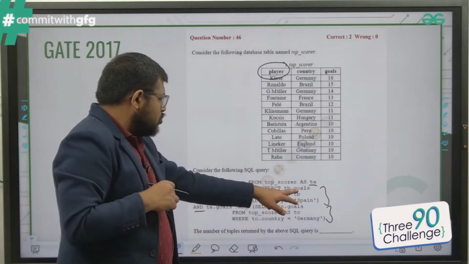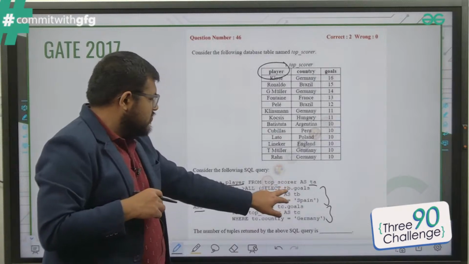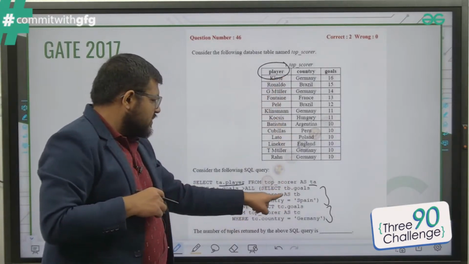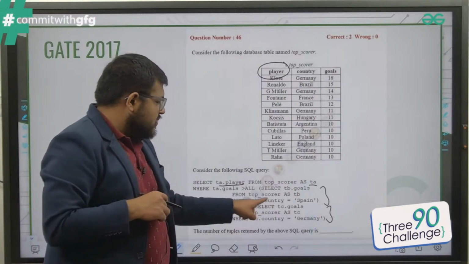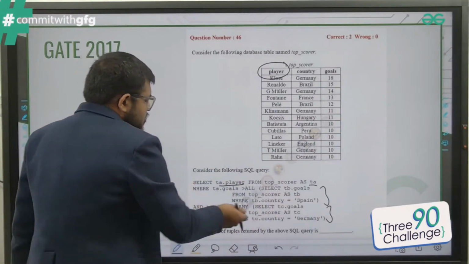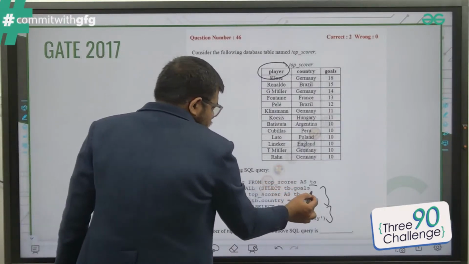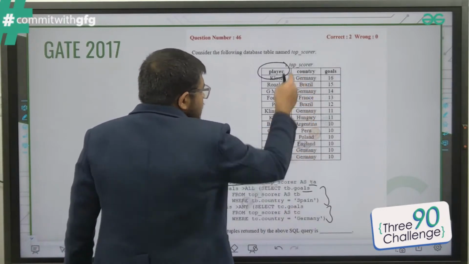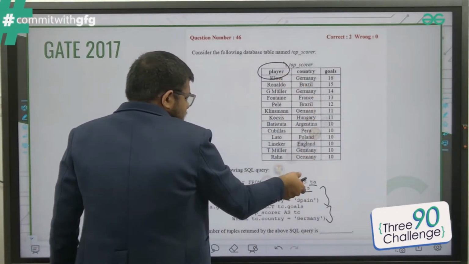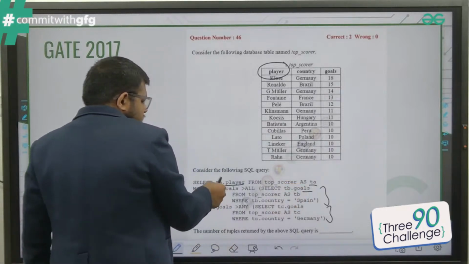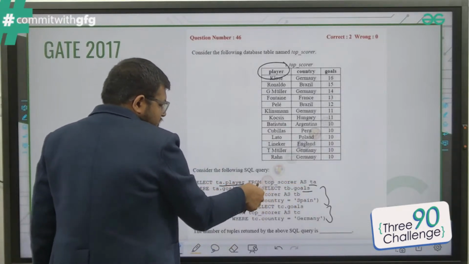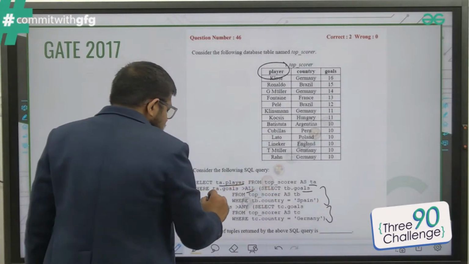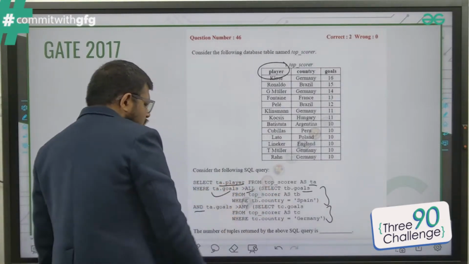Select tb dot goals, means for this subquery they have renamed the table as tb dot goals from top scorer as tb, where the country tb dot country is Spain. So here they will return the goals of all the players who are from Spain. From Spain there is no value. If there is no value, this is empty. If this subquery is empty, then goals greater than empty means it is already true because this is empty. So here no tuples will be rejected, all will be taken.